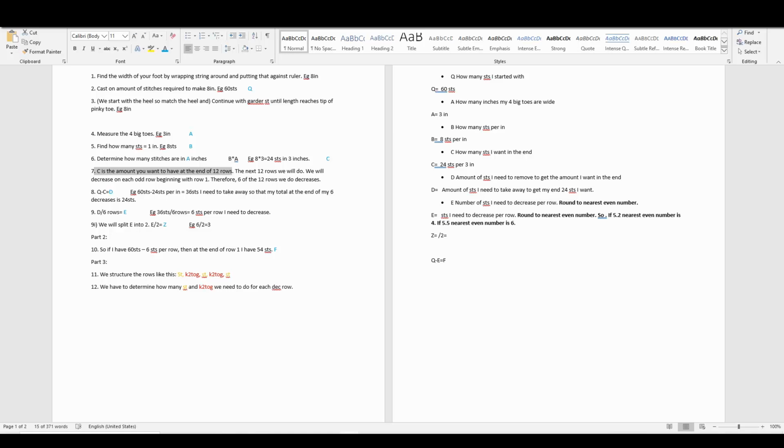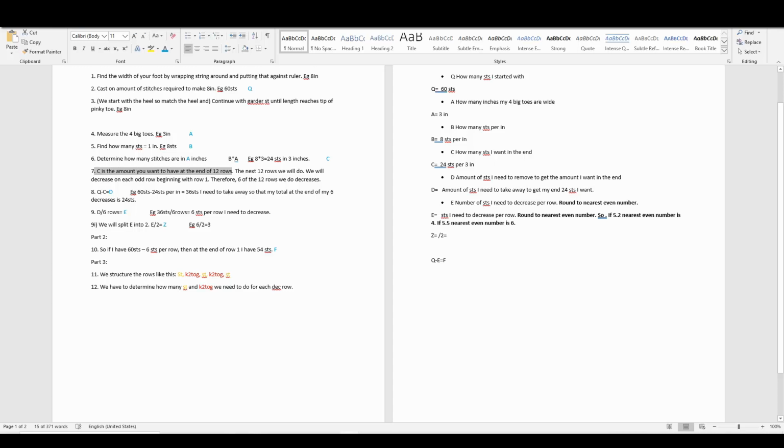So remember that at the end of 12 rows, I want 24 stitches, and every other row, we are doing a decrease. So therefore, out of the 12 rows, 6 of those rows we are doing decreases. Okay?